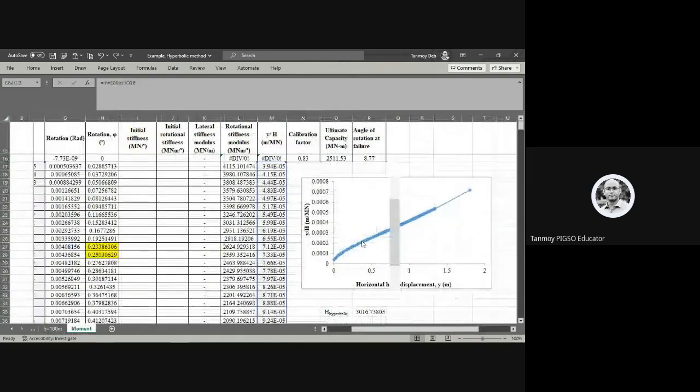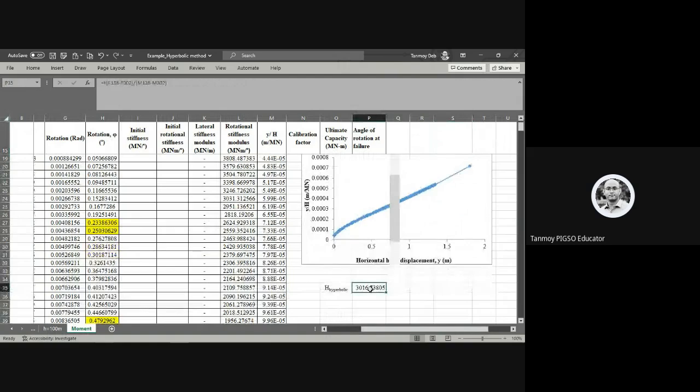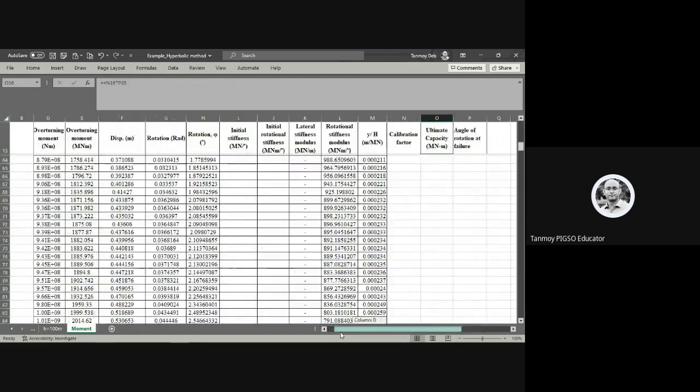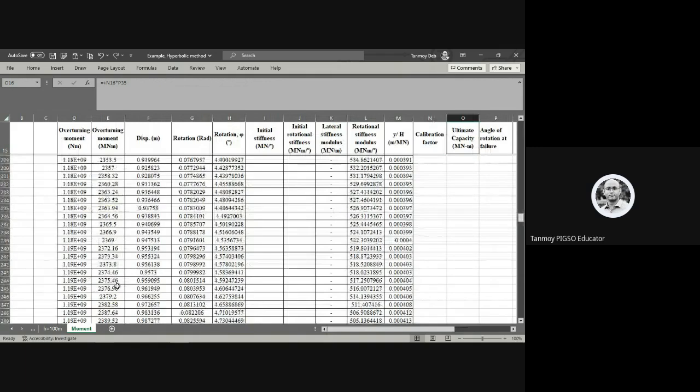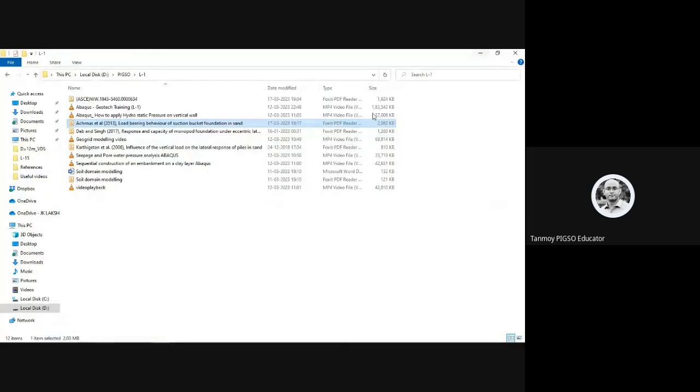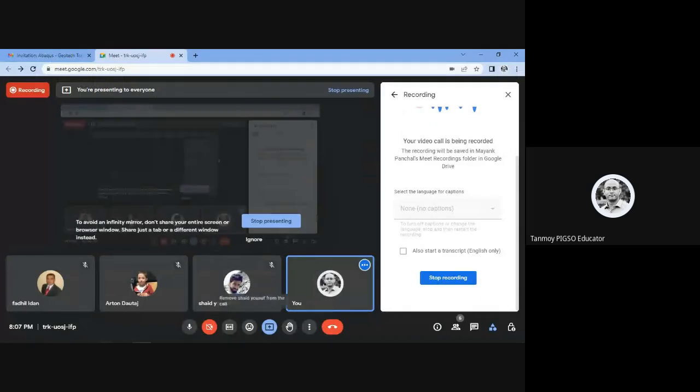And then I plotted this y by H to H, and I got a hyperbolic capacity. I just multiplied this with the calibration factor, and I got the new ultimate capacity. That is one way when you just cannot get a complete run, or the analysis aborts in between. So the hyperbolic method comes in handy. So this is one part that I thought I would be showing.